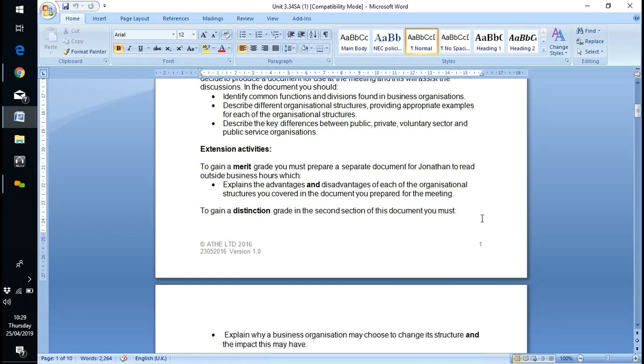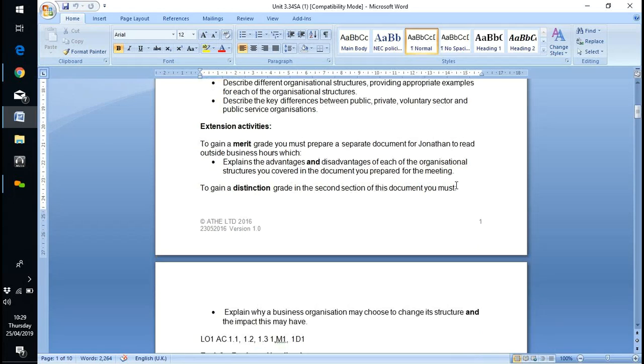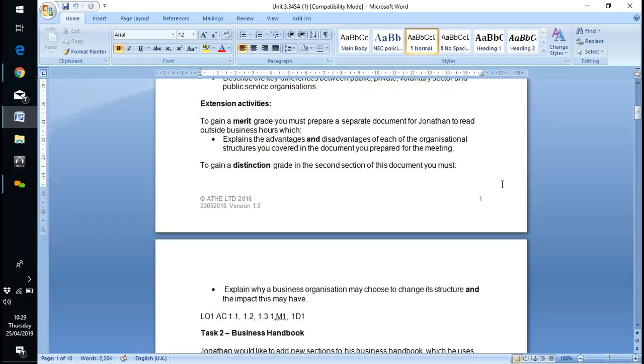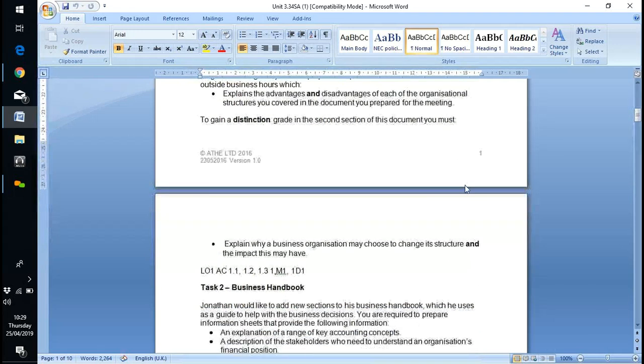To gain a distinction, you provide a second section of the document, which must explain why a business organisation may choose to change its structure and the impact that might have. One of the areas is that as a business grows, its structure does need to change. It's finding that point at which the change must be made that's important.